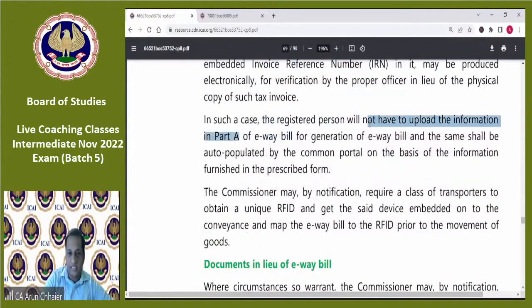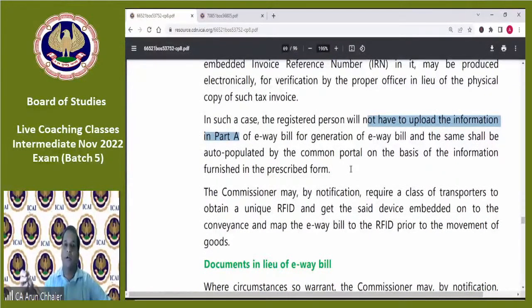In such a case, the registered person will not have to upload the information of Part A, and the same shall be auto-populated. See, what is the benefit of e-invoice? You have generated the e-invoice, then all the information would be available in the e-way bill. Part A would be pre-filled.